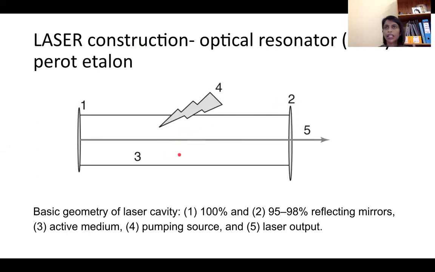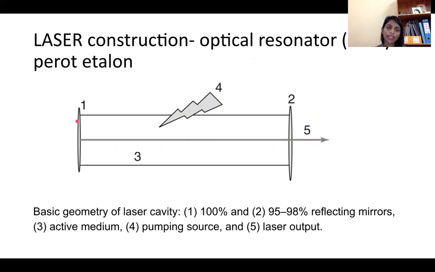The active medium can be a liquid, a solid, or a gas. And then we have some sort of a pumping source. The pumping source is a way of providing energy to the lasing medium so that we can excite the electrons in the medium to start the lasing action. And then we have the laser output, that is the partially reflecting mirror, where some percentage of the light created inside will escape out of the system. So that is the lasing arm. So this is a very simple schematic of an optical resonator.